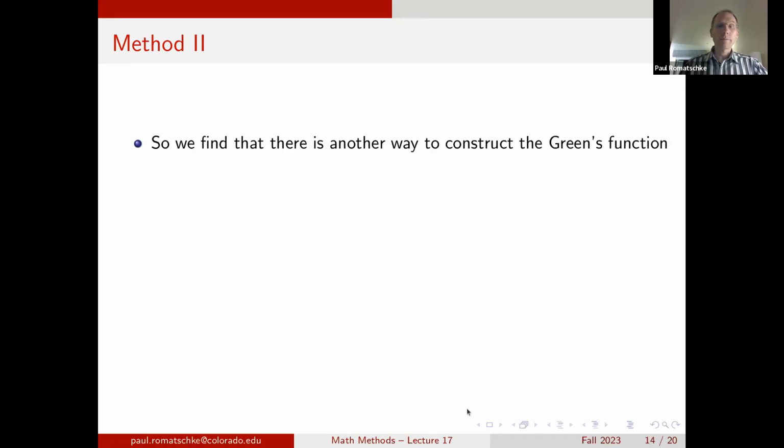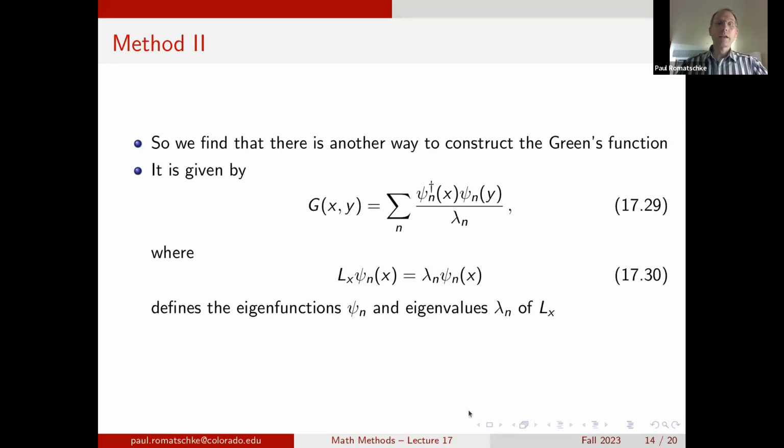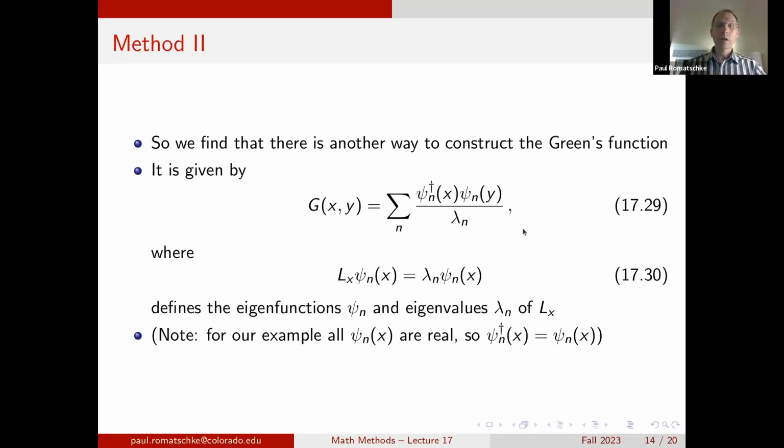So after this exercise, there's a second way to construct the Green's function. It is simply given as a sum over the eigenfunctions of the differential operator of the homogeneous system, L x psi n equal to lambda n psi n, divided by the corresponding eigenvalues. For our example, the wave functions were real, so psi n dagger of x was equal to psi n of x, but in general, the form 17.29 is the appropriate one when the wave functions can be complex.